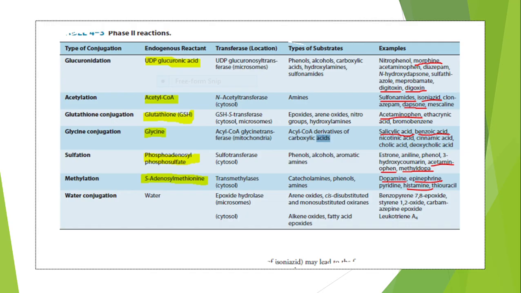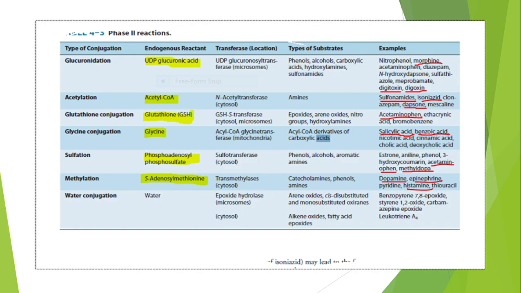Then methylation: the endogenous reactant is S-adenosyl methionine and the transferase is transmethylase in cytosol. Types of substrates are catecholamines, phenols, amines. Examples of drugs are dopamine, epinephrine, pyridine, histamine, thiazide.